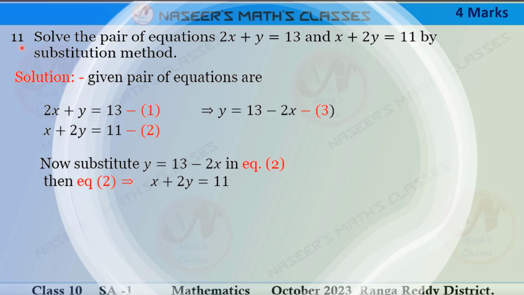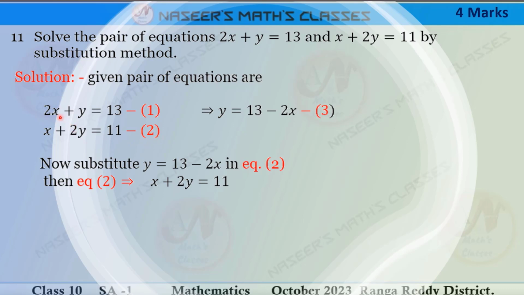Now we are going to solve the next problem. In this problem it is given: solve the pair of equations 2x plus y is equal to 13 and x plus 2y is equal to 11 by substitution method. So first we write the given pair of equations as 2x plus y is equal to 13. Let this one be equation 1, and write the second equation x plus 2y is equal to 11. Let this one be equation 2.